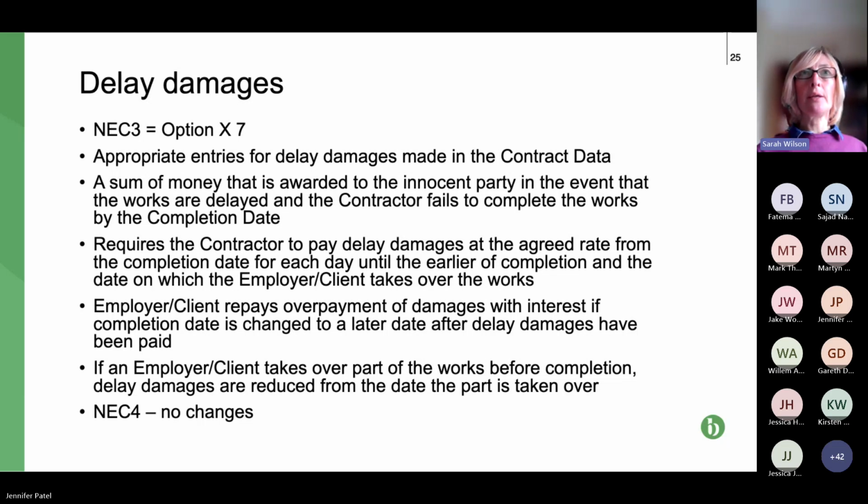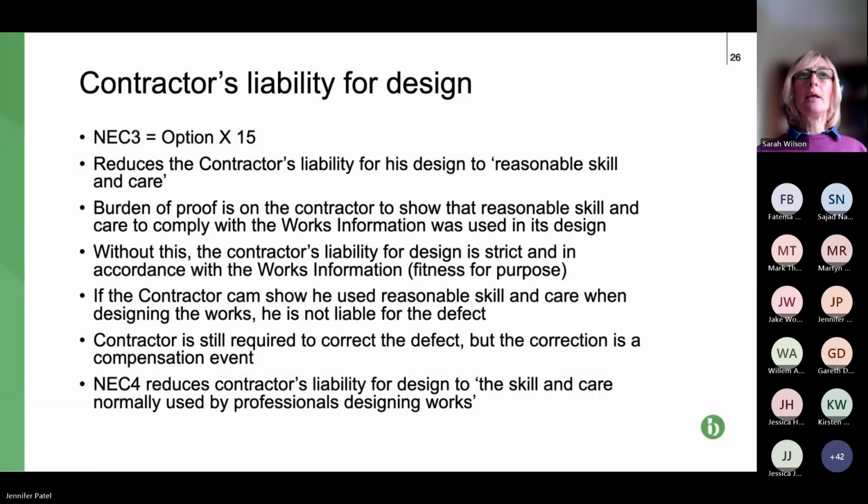Next slide, please, Joan. Okay, so we've touched upon this already, and we looked at it also last month. And so this is something that potentially benefits contractors and subcontractors, not the client.